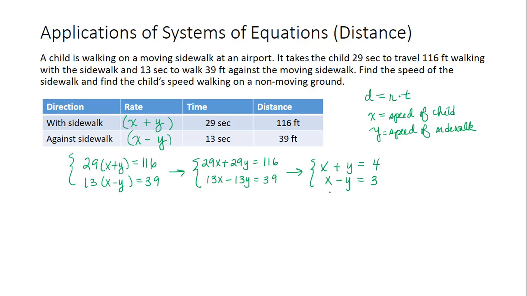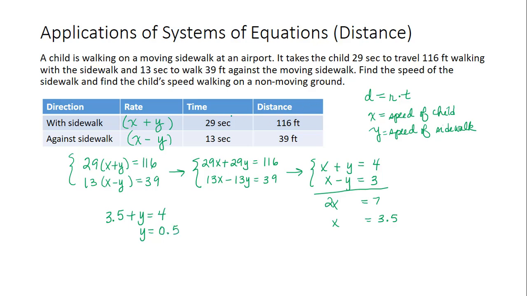Now I can add the equations in this form because the y and minus y add to 0. So I get 2x equals 7, or x is equal to 3.5. And then I need to solve for y. I know that x plus y is equal to 4, so 3.5 plus y is equal to 4. If I subtract 3.5 from each side, I get y equals 0.5.